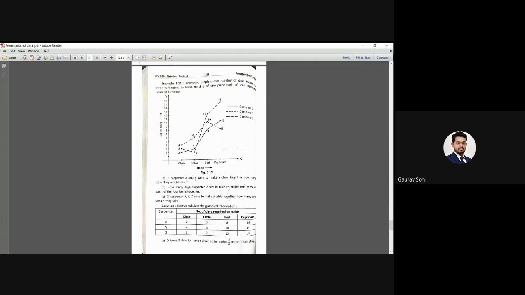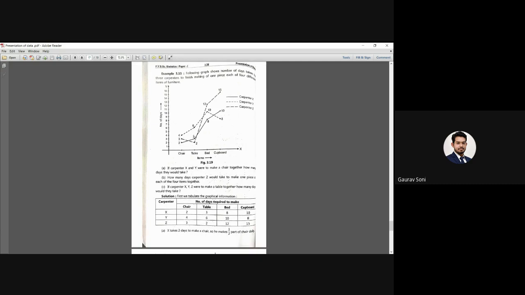If carpenter X and Y were to make a chair together, how many days would they take? And how many days would carpenter Z take? So we are making a table first of all for the given chart. Okay, so carpenter X, Y, and Z. We'll look at carpenter X, which is the lower graph.